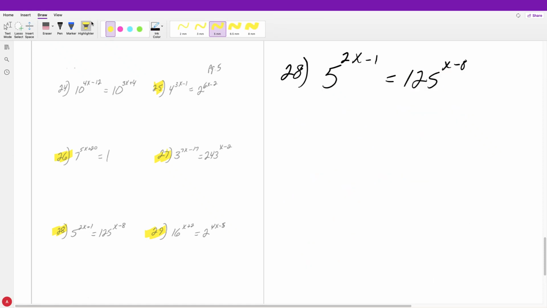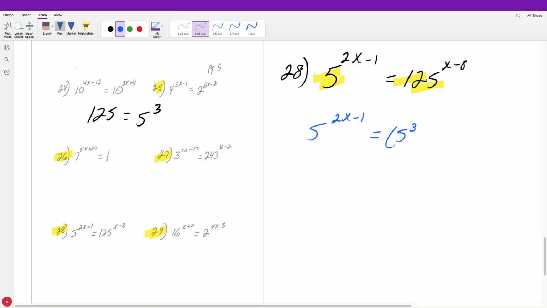All right, so same thing. We look, okay, our bases aren't the same. I take the larger number, 125. Can I rewrite it as 5 to some power? Yes, it's 5 cubed. So now I can rewrite this as 5 to 2x minus 1 is equal to 5 cubed raised to the x minus 8 power. We know our rule for power to a power is we multiply. So I still have 2x minus 1 for this one. And 3 times x is going to give me 3x. And 3 times negative 8 is minus 24.